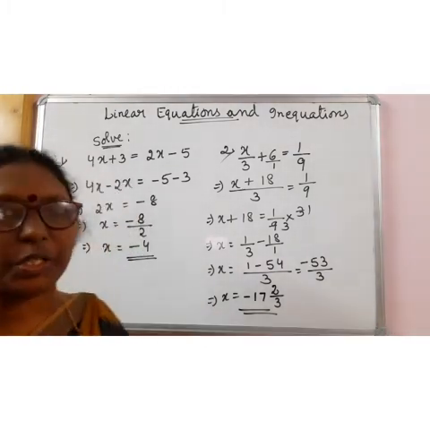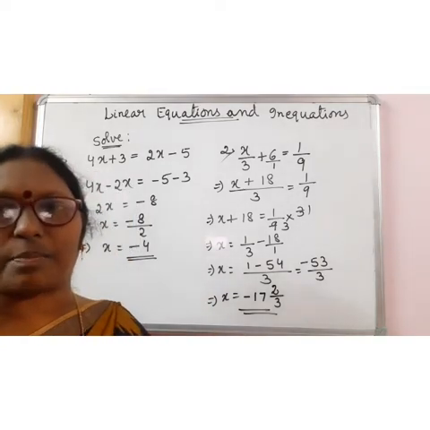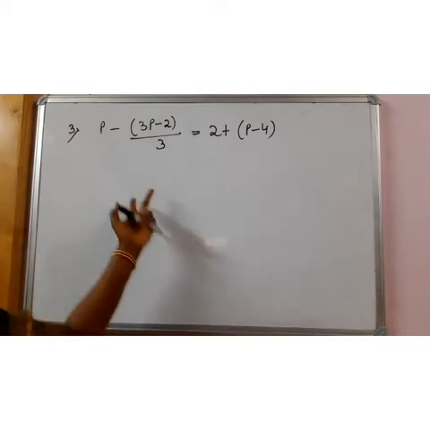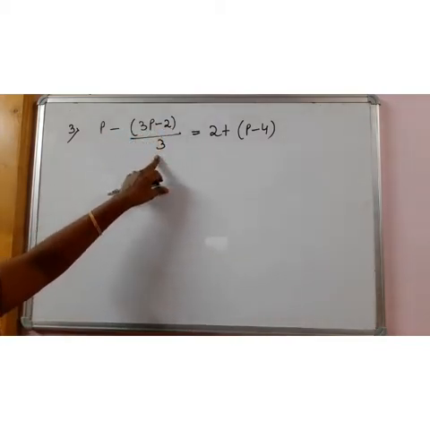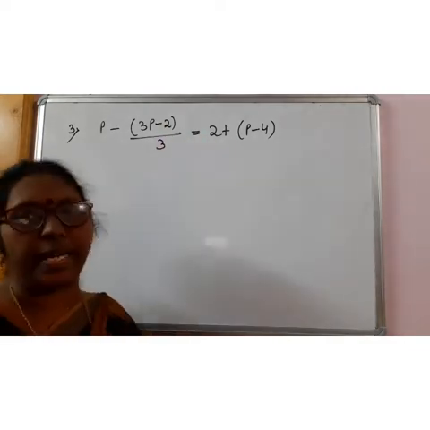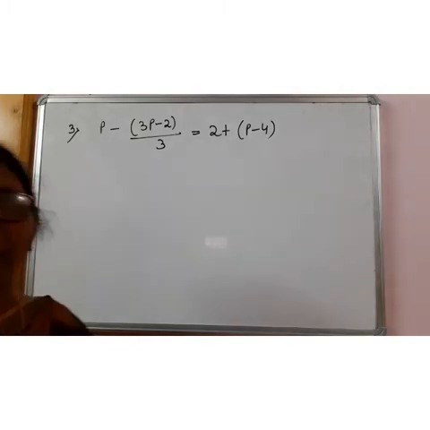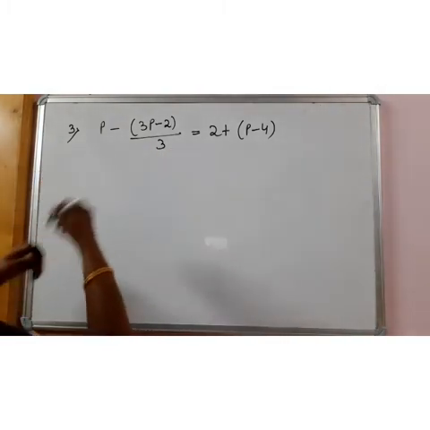I hope these are clear to you. And let us solve some little more complicated sums. So your third question is p - (3p - 2)/3 = 2 + p - 4. Here the variable is p. We have to find the value of p. First of all, the fractions, let us simplify.